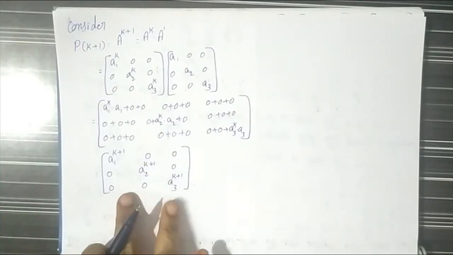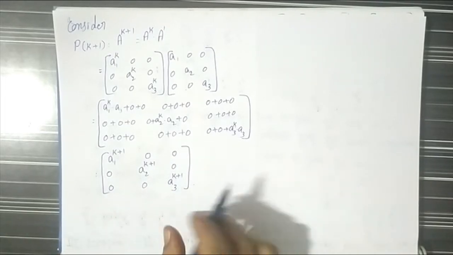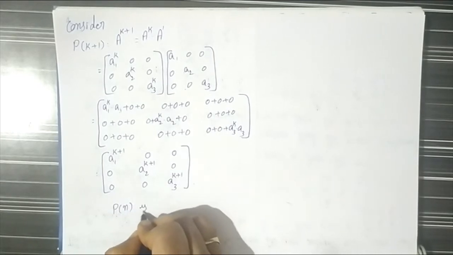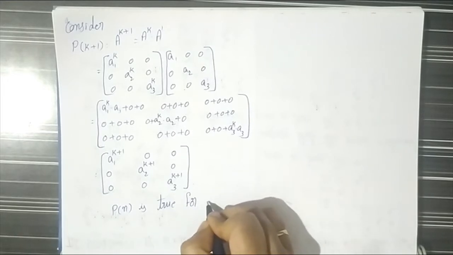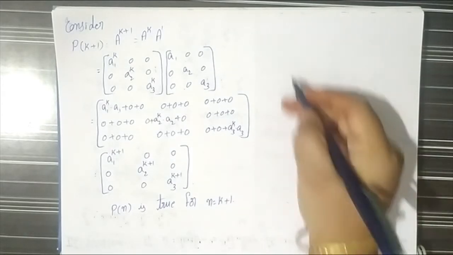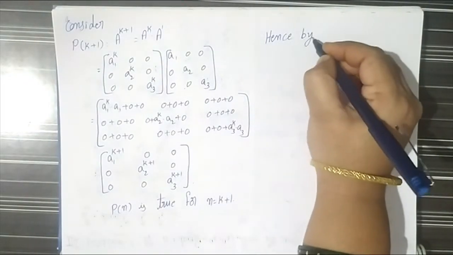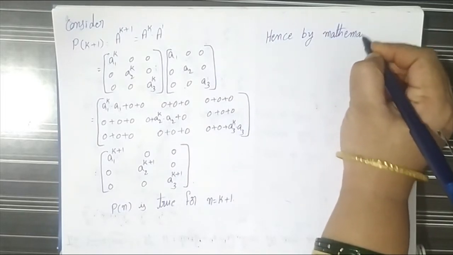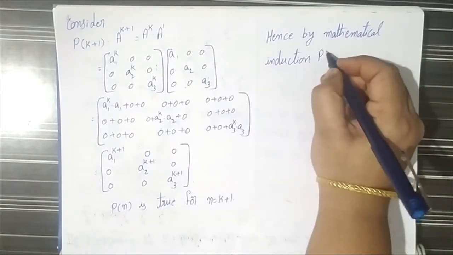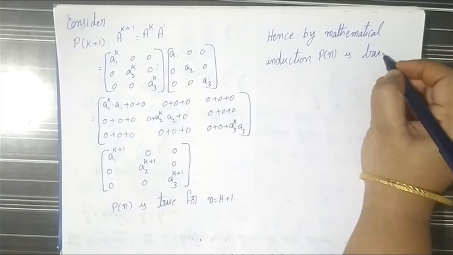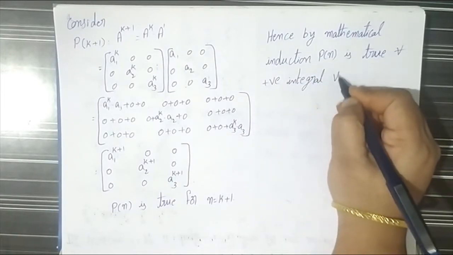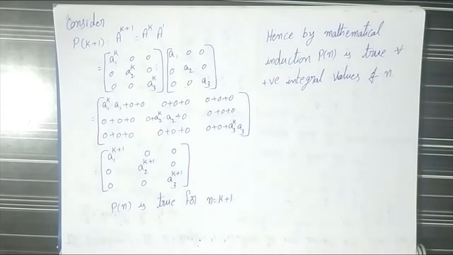After comparing this matrix with P of n by substituting n equal to k plus 1, the matrix is true. Therefore P of n is true for n equal to k plus 1. Hence, by mathematical induction, P of n is true for all positive integral values of n.